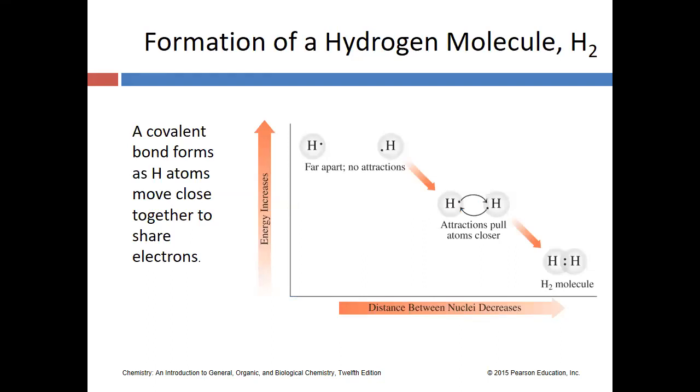Now, why this happens has everything to do with attraction. Just like we saw in ionic molecules, where we have positive ions and negative ions and they attract each other, we have similar kinds of things happening in covalent molecules as well. The only difference is the attraction isn't positive to negative between ions. It's positive and negative between protons and electrons.